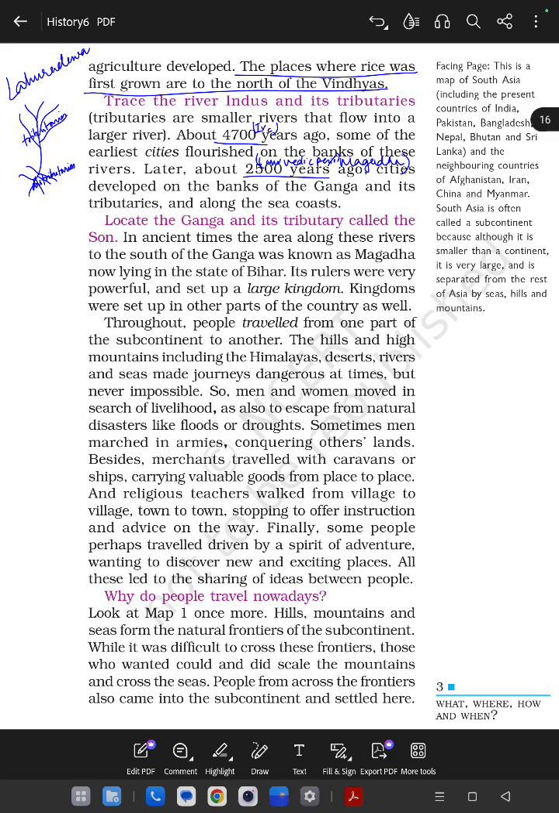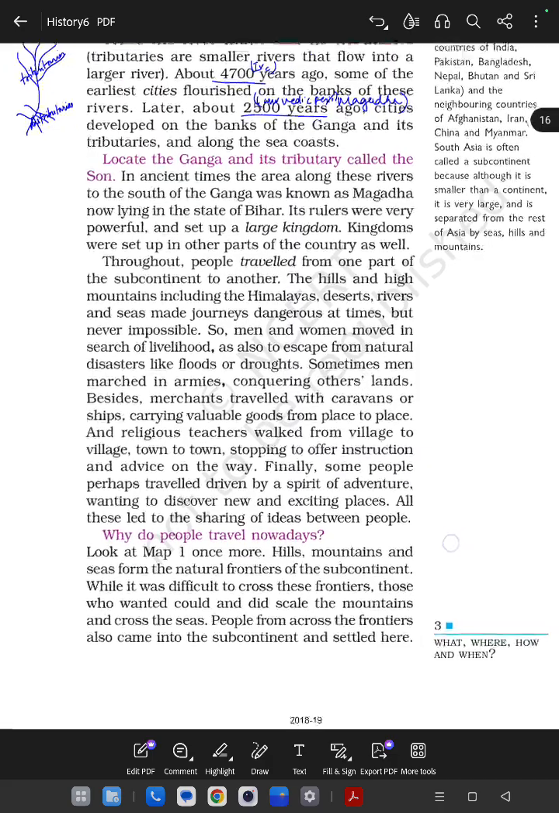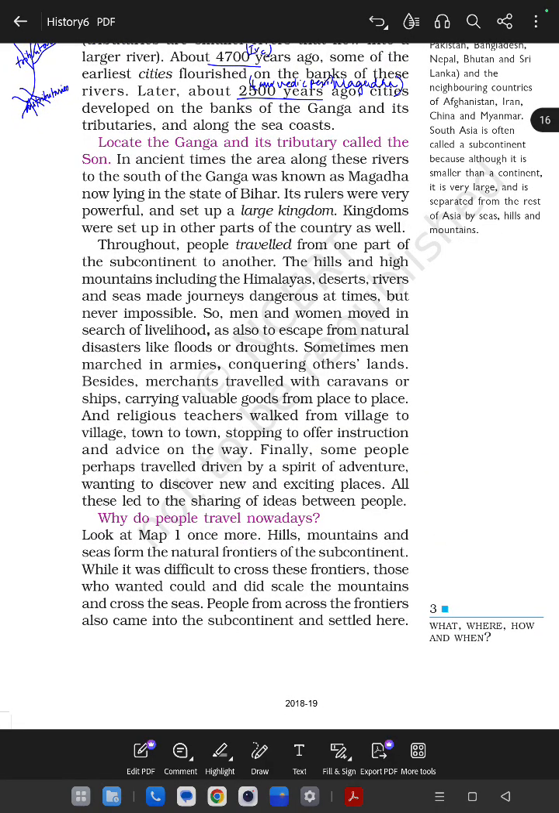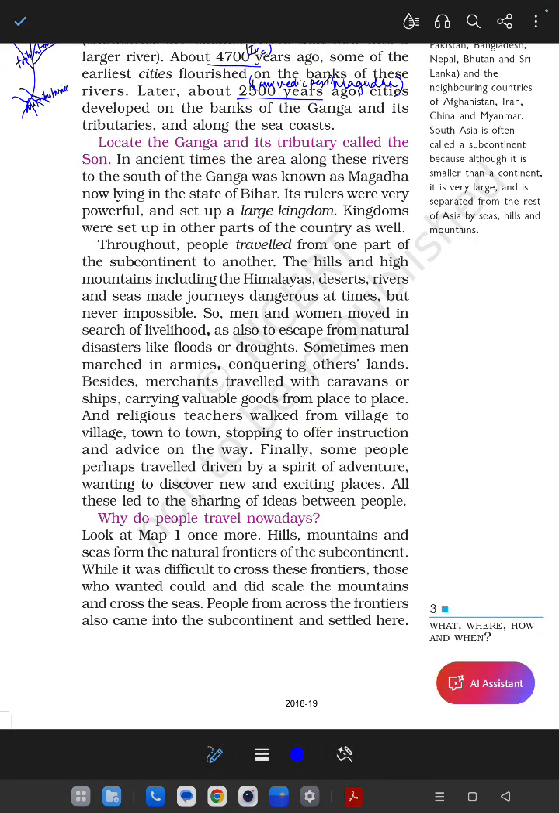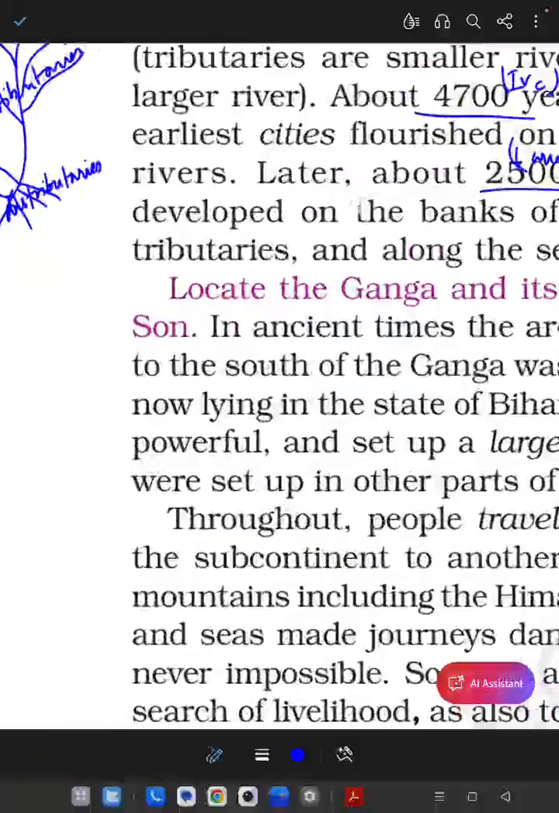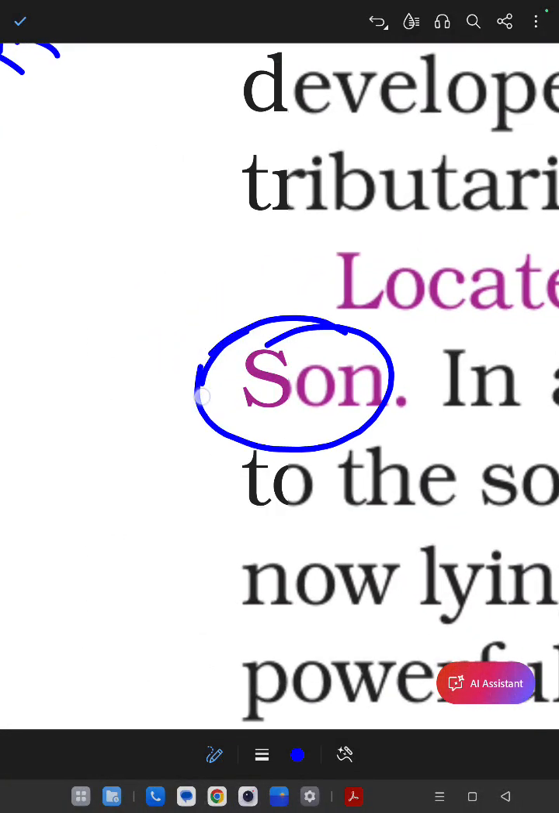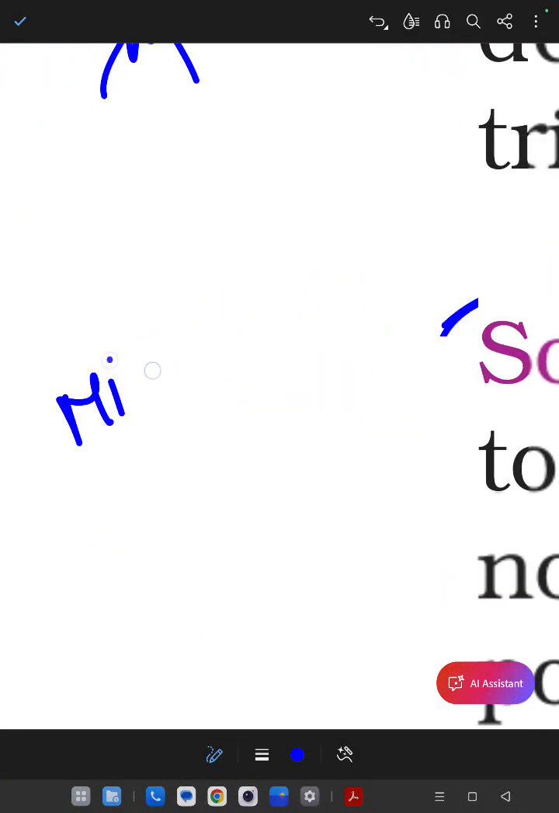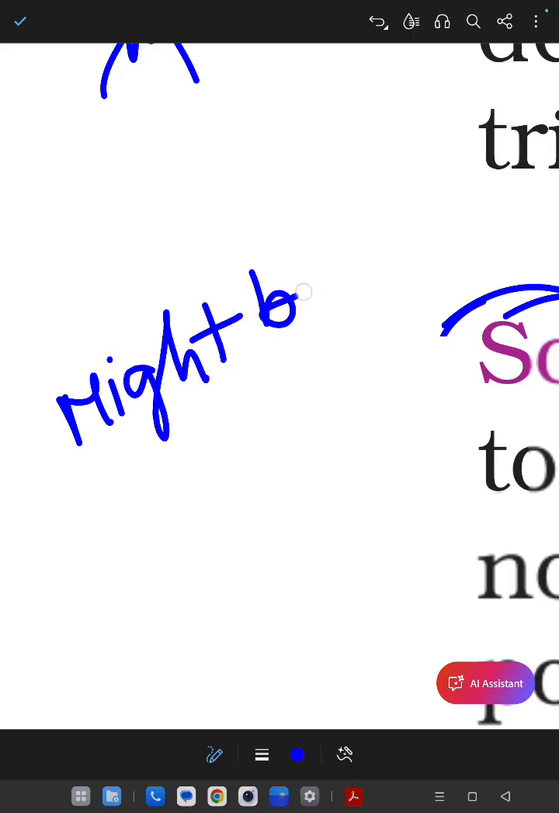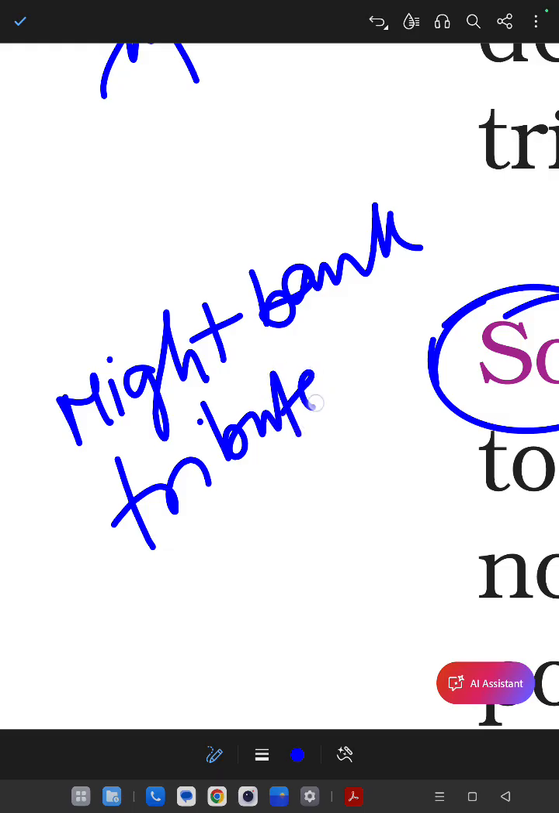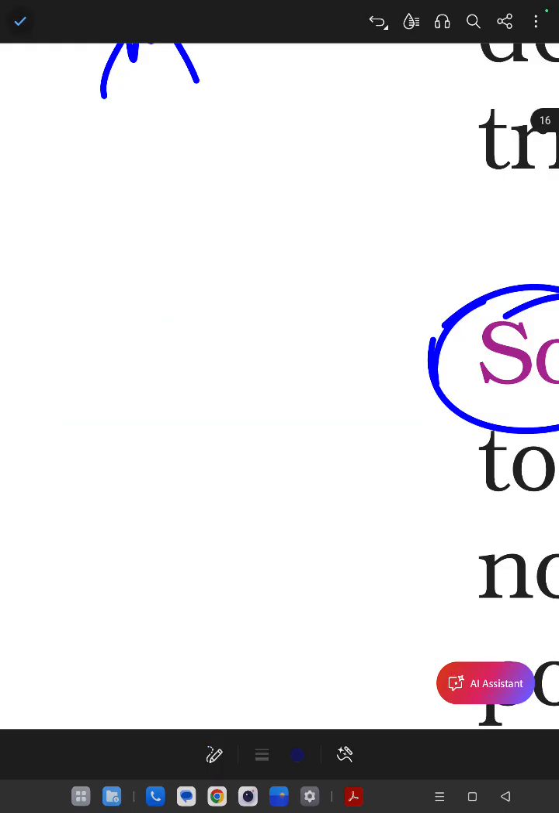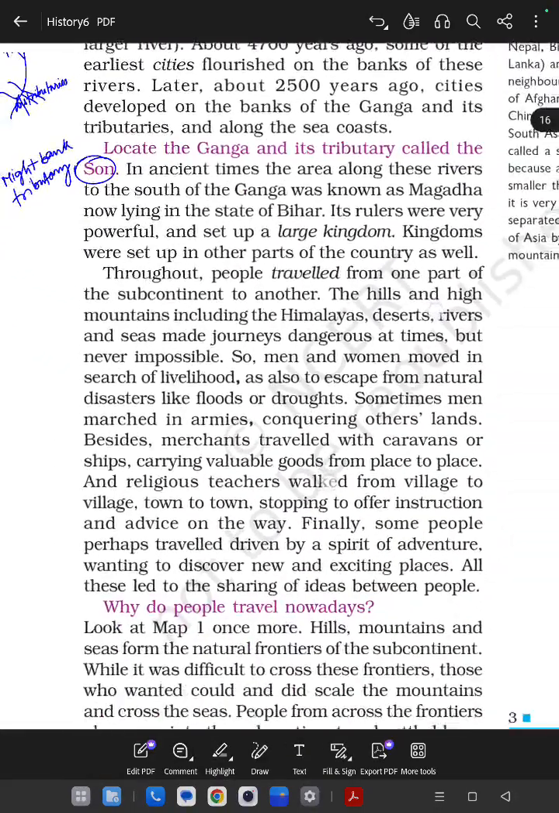So now let's complete this chapter. Next, look at the Ganga and its tributary called the Son. So Ganga has a tributary named Son. If you are learning it, then you should know that Son is a right bank tributary of Ganga. Right bank tributary of Ganga. Okay, this is the first fact.